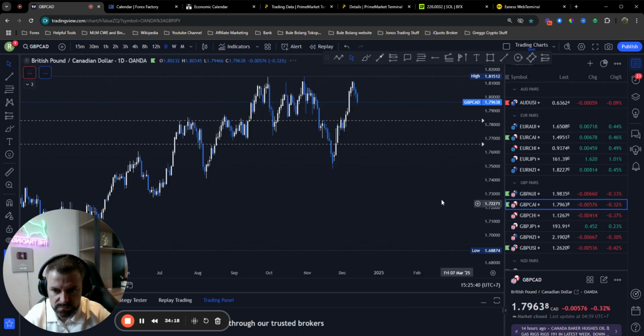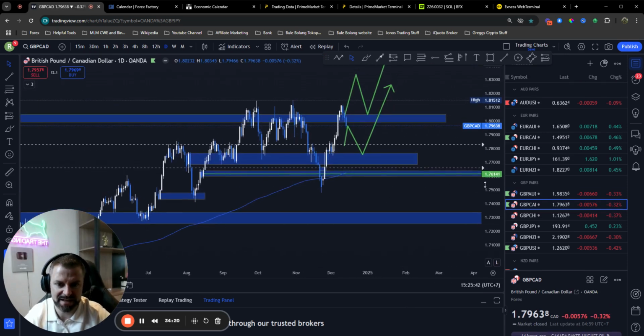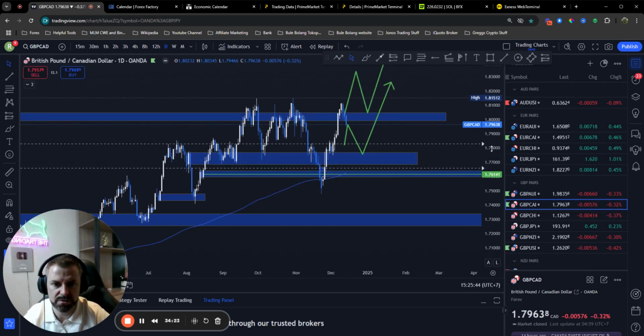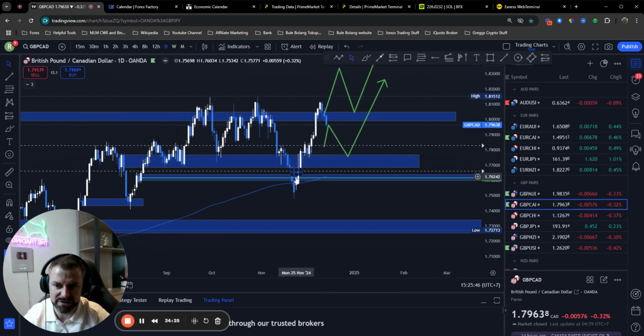Same again on CAD. Look, again, I had this marked up. I didn't have a limit order here. I just had my entry marked here. But I missed it when I woke up.